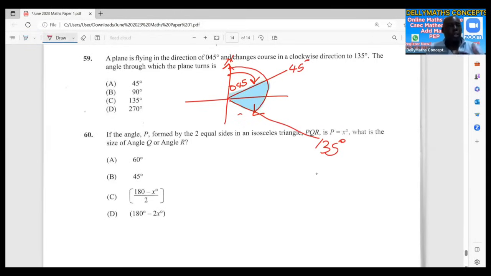Now, if we notice the 2 angles overlap, so to find the value of that angle there, I'll take 135 and then I'll subtract the 45 from it, and I'll get 90 degrees. That means this is a 90-degree angle right there.